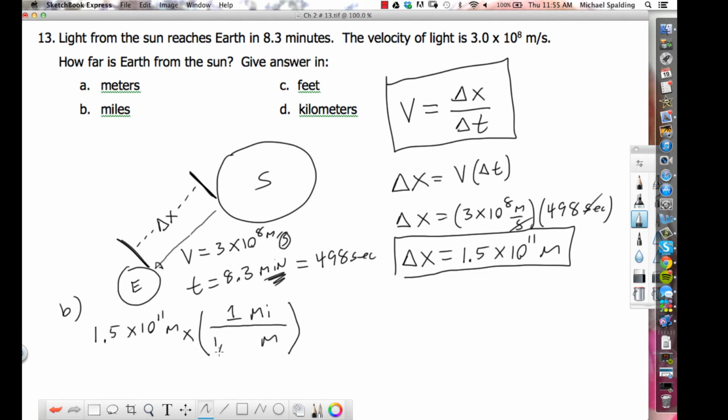1 mile is 1,609 meters. I'll give you conversions on the test. You don't have to memorize these conversions. So 1.5, so that's 2.4 times 10 to the 14.